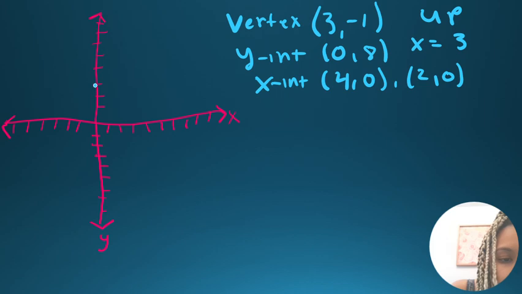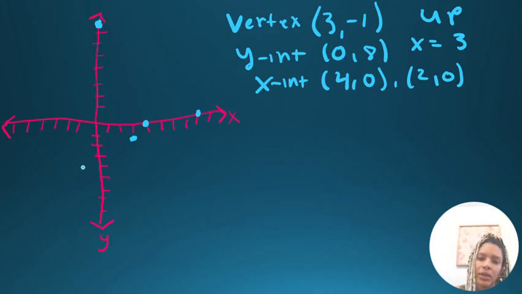Okay, so the first thing we're going to graph is my y-intercept. So I have 1, 2, 3, 4, 5, 6, 7, 8. Then I am going to graph my x-intercept. So I have 1, 2, 3, 4. Okay, and we know that our vertex is (3, -1). 1, 2, 3, negative 1 right here.